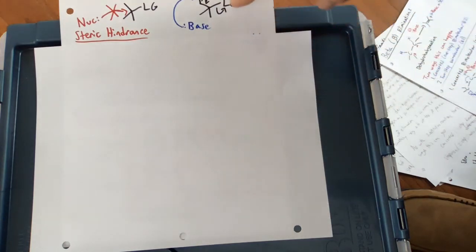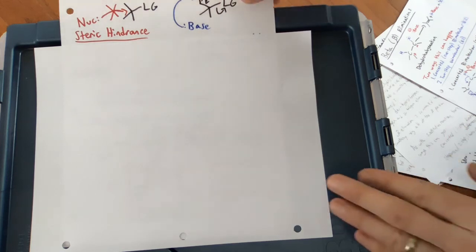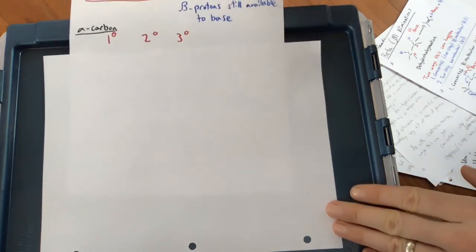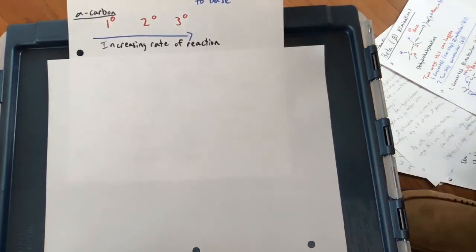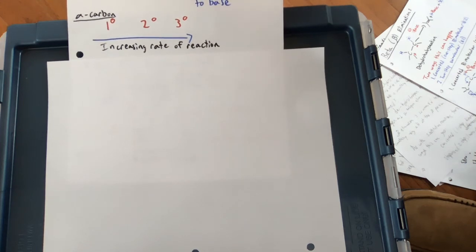However, in E2 reactions, having many carbons on the alpha position to create beta carbons here with available protons actually speeds up the reaction. So what we find is that the reaction rate that we see for E2 reactions is exactly the opposite of reaction rates for SN2 reactions, in that primary alpha carbons yield the lowest reaction rates, and tertiary alpha carbons yield the highest reaction rates.